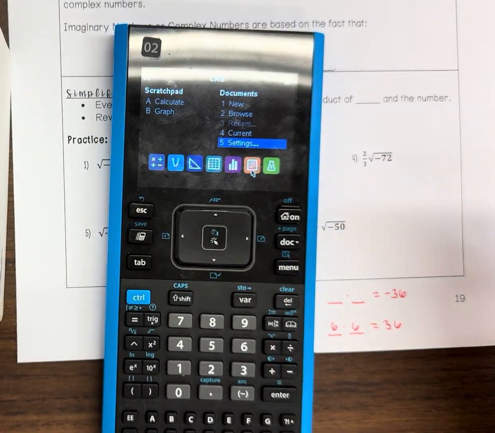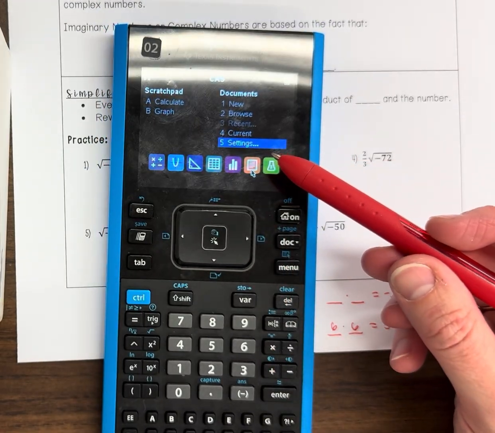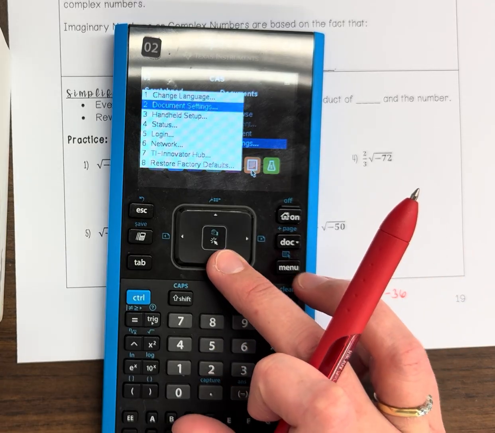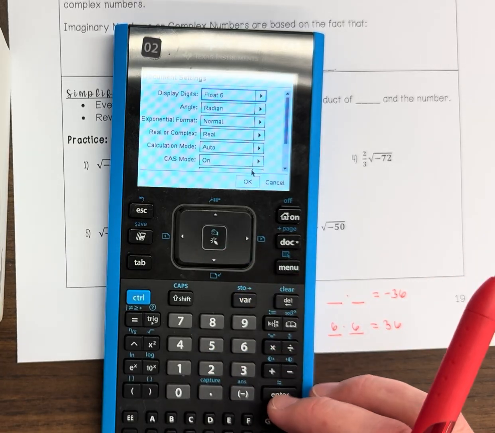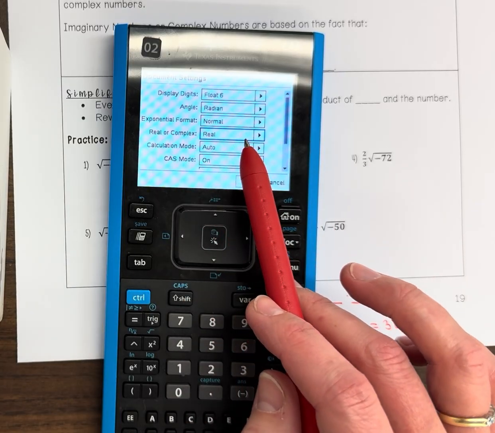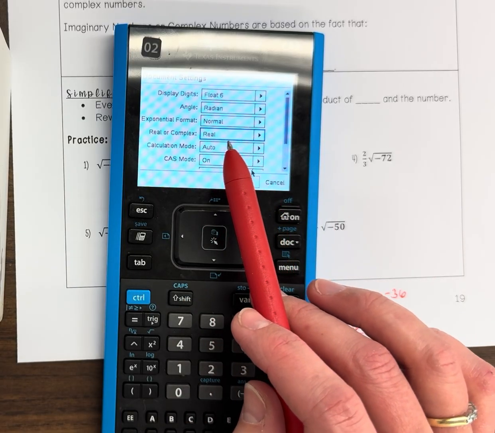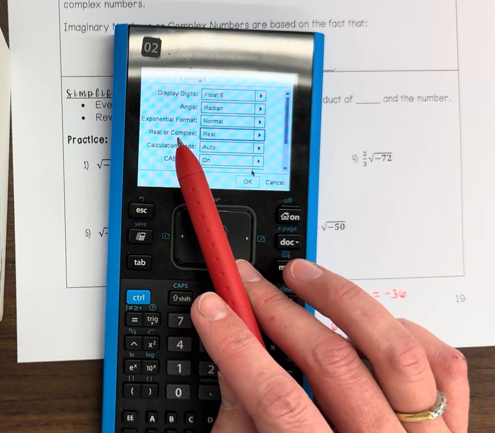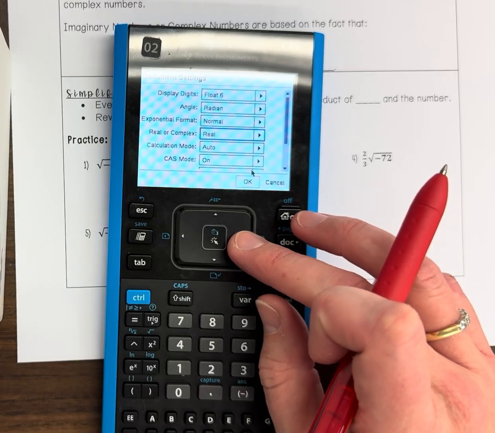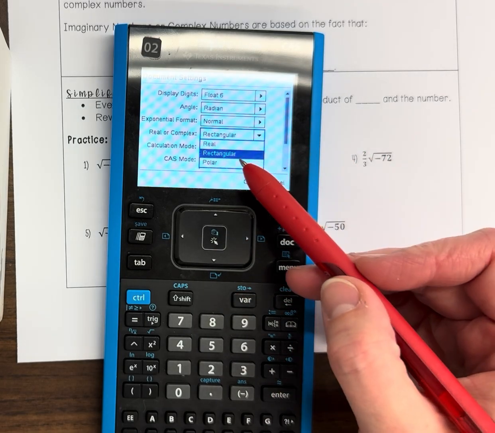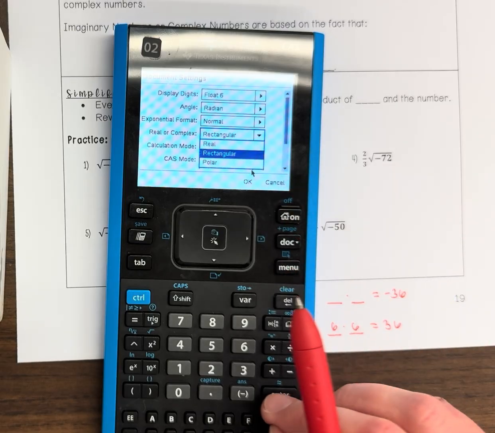So to change this into the correct mode, we're going to click Settings. So we'll back out of where we were, which is option 5, and then Document Settings, which is option 2. And you see where it says real right here, real or complex? This is where you want to change it. So we're going to be starting to talk about things called imaginary numbers, which are also called complex numbers. To make our calculator able to do this, we're going to change this into where it says rectangular.